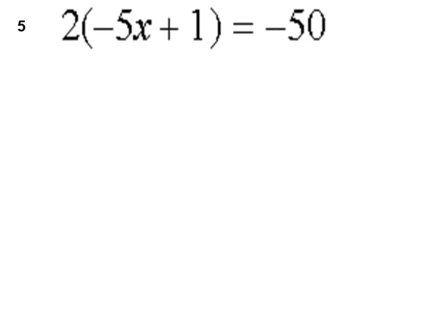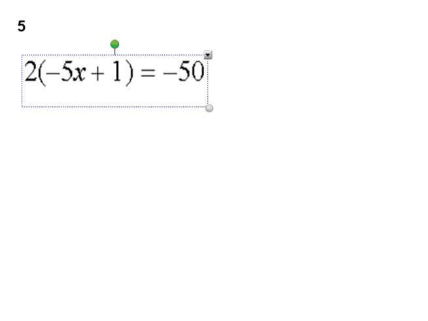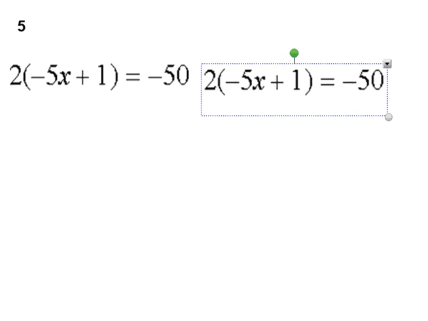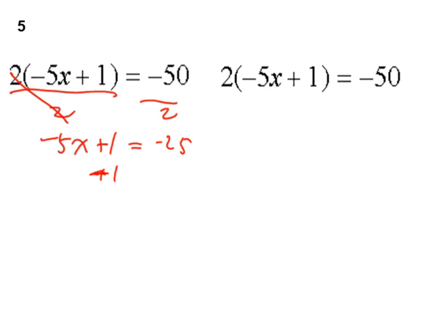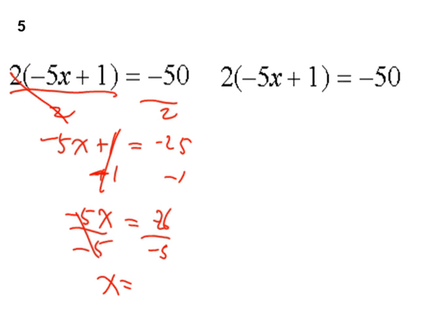That's okay. So question number 5, we have a distributive property question. So there are two ways to do this. You could first use division first. So instead of having two groups of negative 5x minus 1, if I divide it by 2, I can have one group of negative 5x plus 1 equals negative 25. And then I could simply get rid of it by subtracting 1 from both sides. Negative 5x equals negative 26. Divide both sides by negative 5. And x will equal 5 and 1/5, or 5 decimal 2.